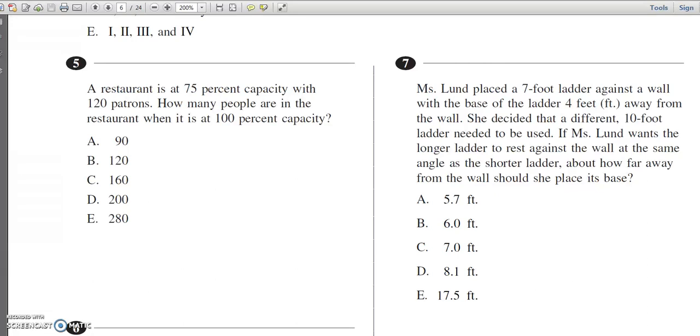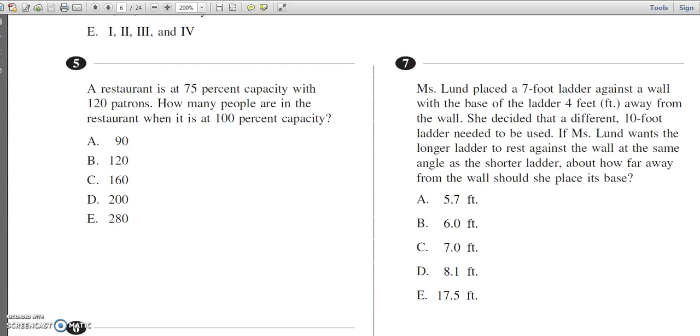Hi, today we are working on the HiSet Practice Test, FPT7. This is the latest released test for students. And I'm going to look at questions 5 and 7 together, and then we'll go to question number 6.